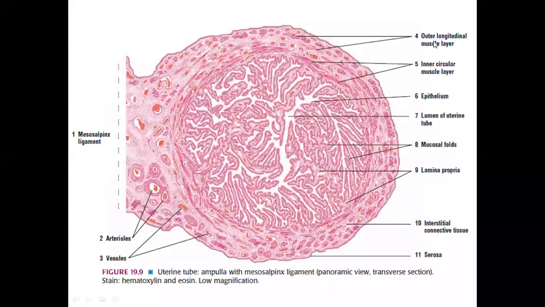Now, second layer is muscular coat. It has inner circular smooth muscle layer and outer longitudinal smooth muscle layer. Between these two layers, there is abundance of interstitial connective tissue. The outer layer is serosa, which is having mesothelium and loose connective tissue.